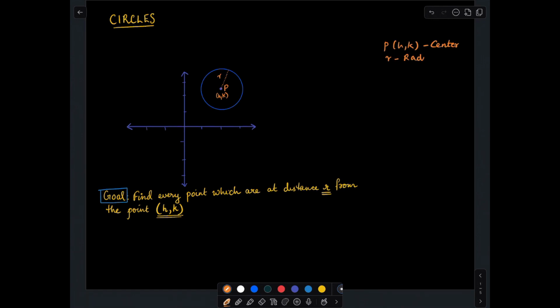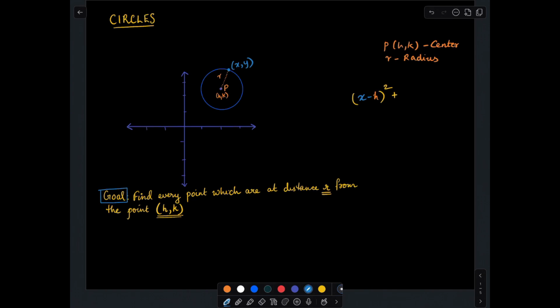Let P have coordinates (h, k). Let (x, y) be an arbitrary point on the circle. For (x, y) to be on the circle, it should be r units away from (h, k). We use the distance formula to find the distance between any 2 points. As a quick reminder, the distance between 2 points (x1, y1) and (x2, y2) can be calculated using the distance formula as the square root of (y2 minus y1) squared plus (x2 minus x1) squared.